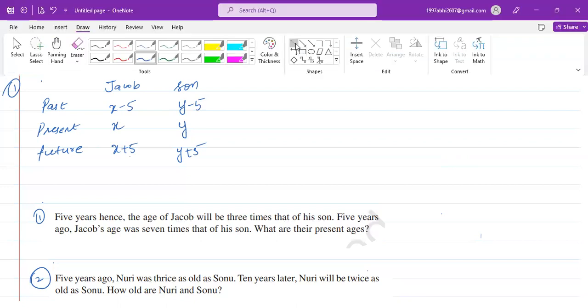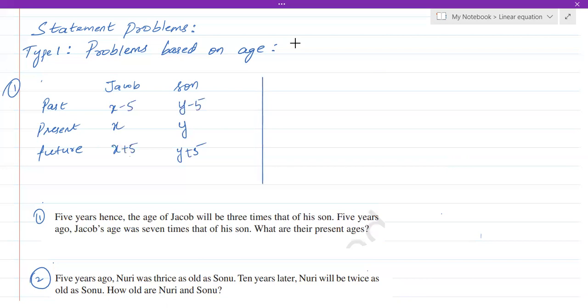Now let's form the equation. Look at the question. 5 years hence. Hence, in the sense, we are talking about the future. When we are talking about the future, we are going to use the values that are in the future, that is, only these two values, X plus 5 and Y plus 5. We are not going to use anything else.